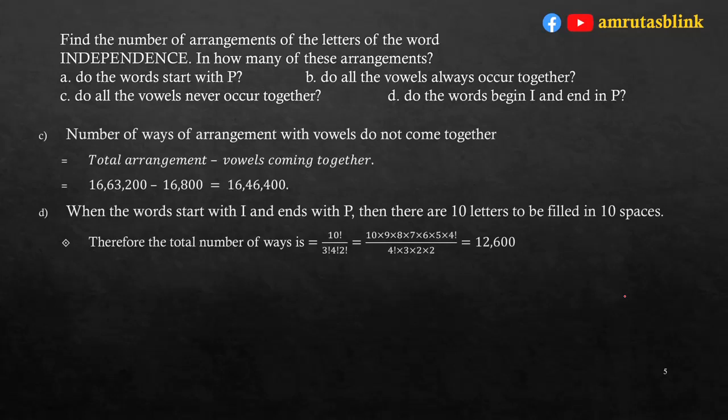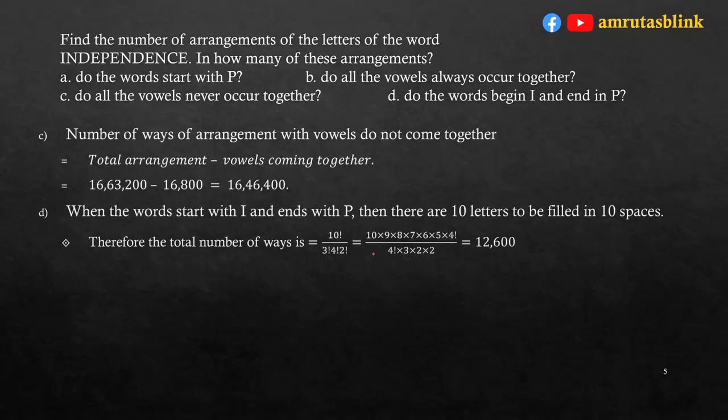And the last condition is, do the words begin with I and end with P. Now when the words start with I and end with P, that means out of 12, two positions will be fixed. So the remaining 10 positions will be occupied in 10 factorial upon 3 factorial into 4 factorial into 2 factorial ways. So we will solve this. 10 factorial for 10 places. Now 3 factorial for N, 4 factorial for E, and 2 factorial for D. So 10 factorial upon 3 factorial into 4 factorial into 2 factorial.